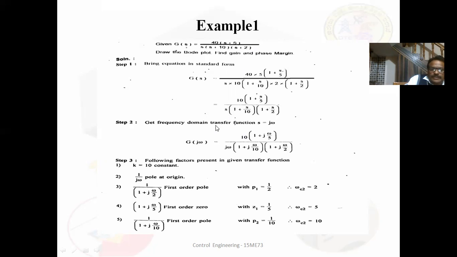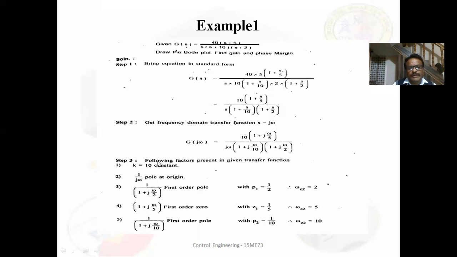Then second step, convert s domain to frequency domain by substituting s equal to j omega. Wherever s is there, convert that into j omega. So G of j omega is equal to 10 into 1 plus j omega by 5 divided by j omega into 1 plus j omega by 10 into 1 plus j omega by 2. Then identify the factors.